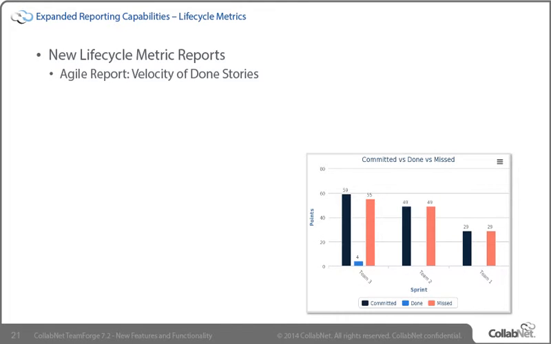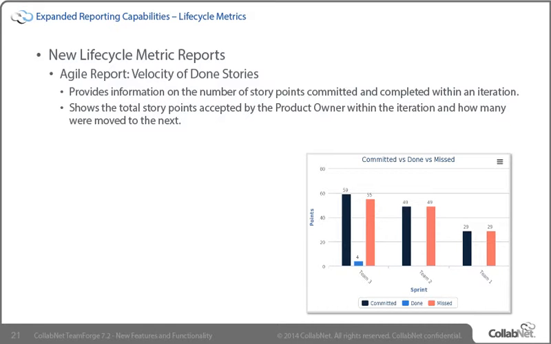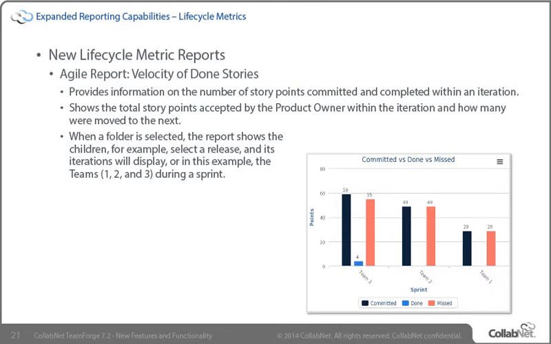Another new Agile report, the Velocity of Done Stories, provides information on the number of story points committed and completed within an iteration. It shows the total story points accepted by the product owner within the iteration and how many were moved to the next. When a folder is selected, the report shows the children. For example, select a release and its iterations will display. Or, in this example, the teams 1, 2, and 3 during a sprint.